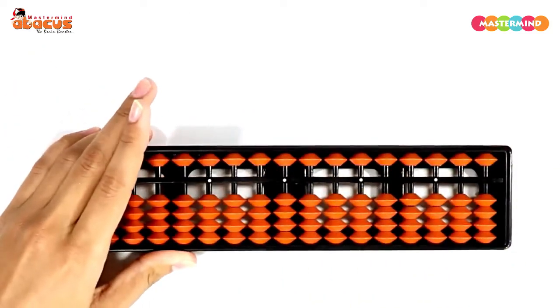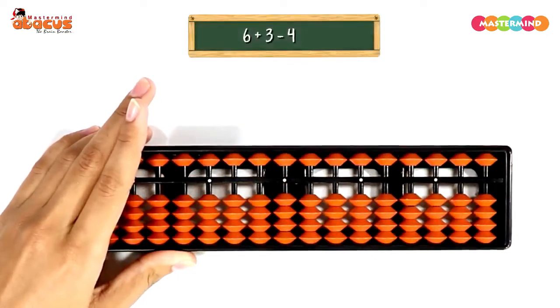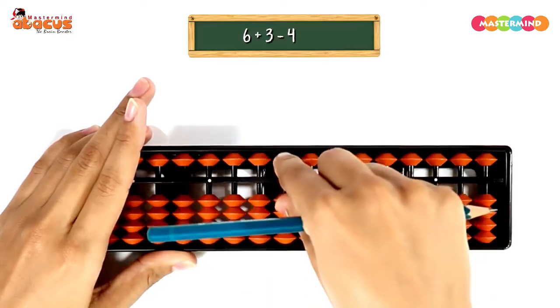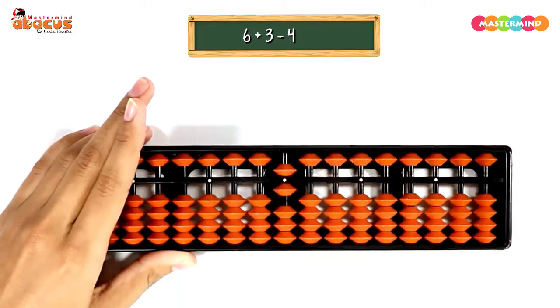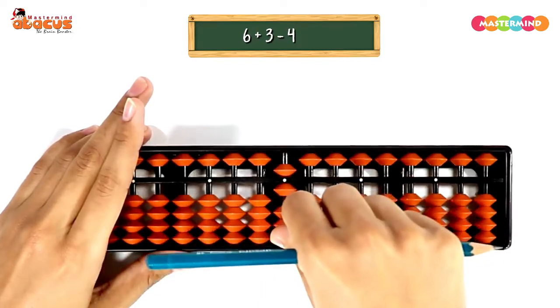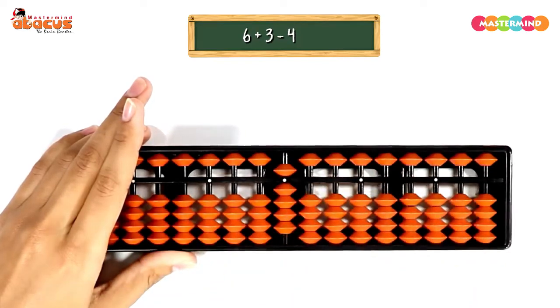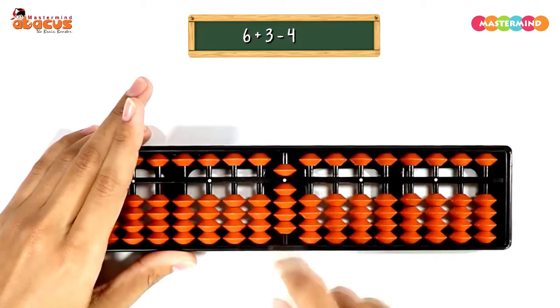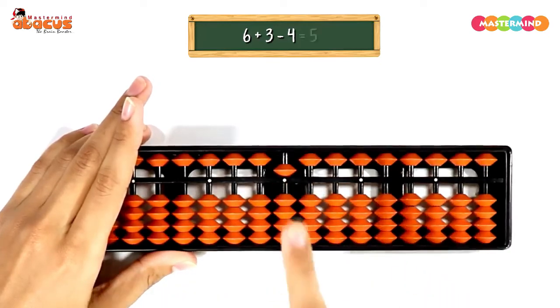We will solve another question. 6 add 3 less 4. Add 6 with a pinch on the unit rod. Next, add 3 with the thumb. And then less 4 with the index finger. The answer is 5.